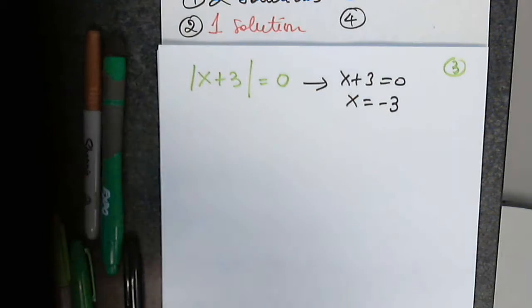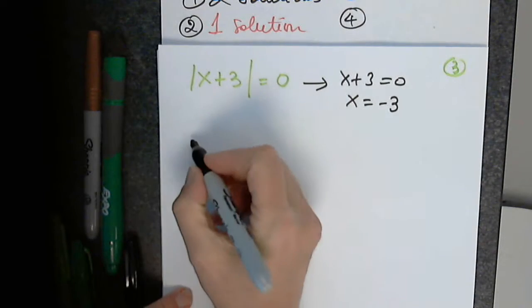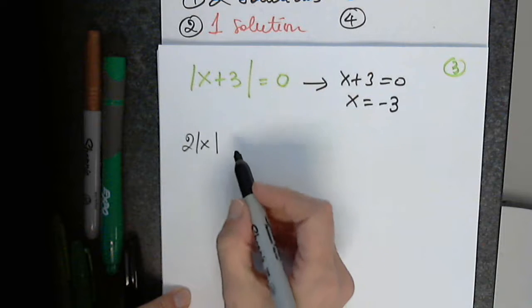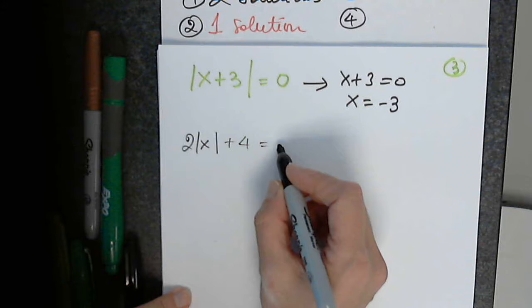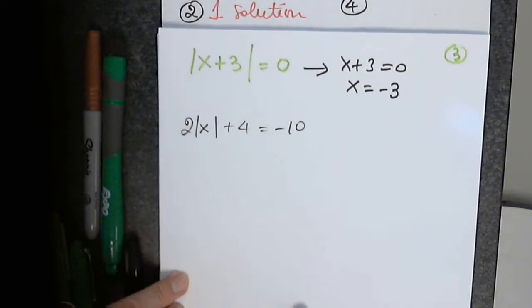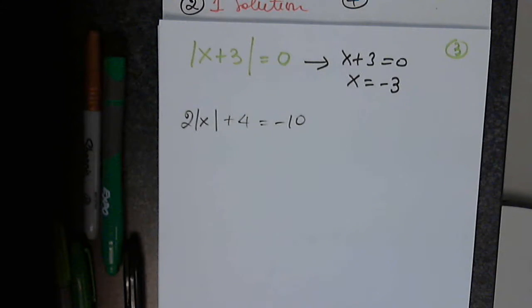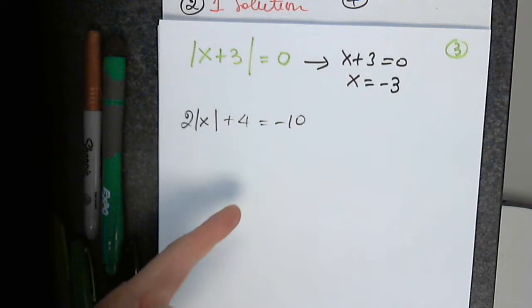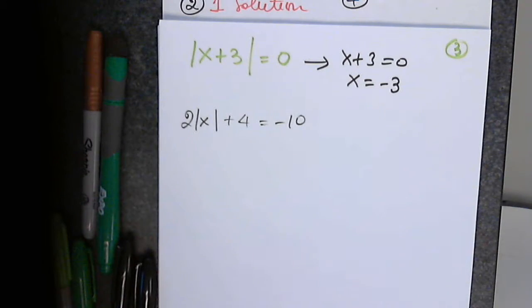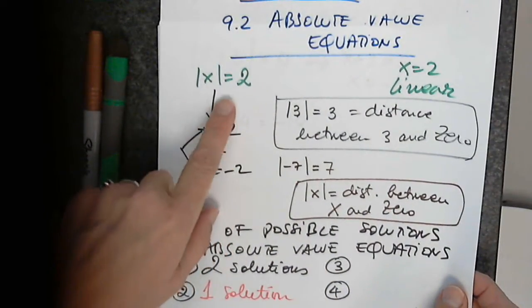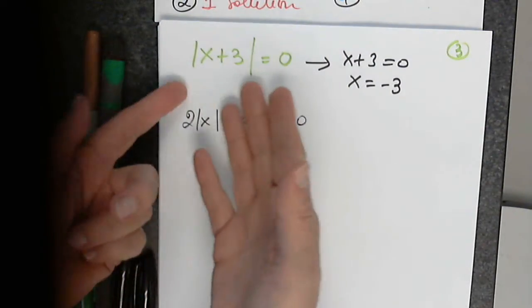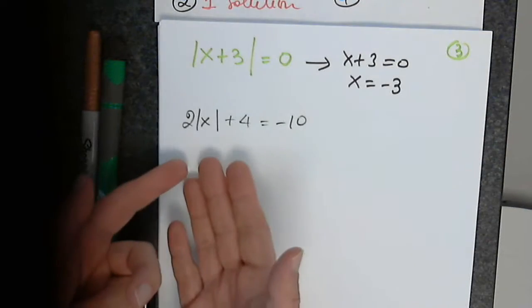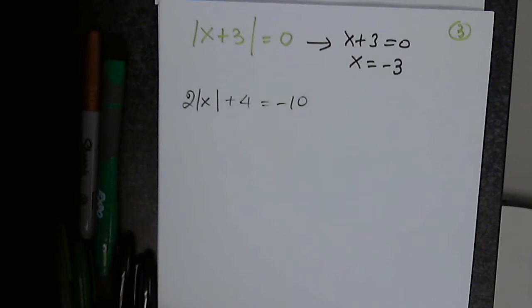Okay, let's look at a third possibility. Let's say 2 times the absolute value of x plus 4 equals negative 10. In this particular case, I have some cleaning up to do. Here I did not. This was a very simple, clear absolute value equation. This was a clear, no work needed, completely cleaned up absolute value equation. This one needs cleaning up. What do I do?